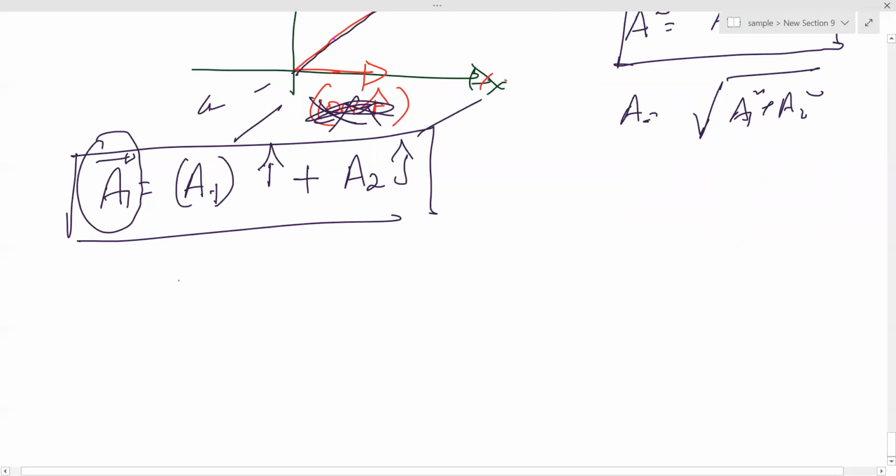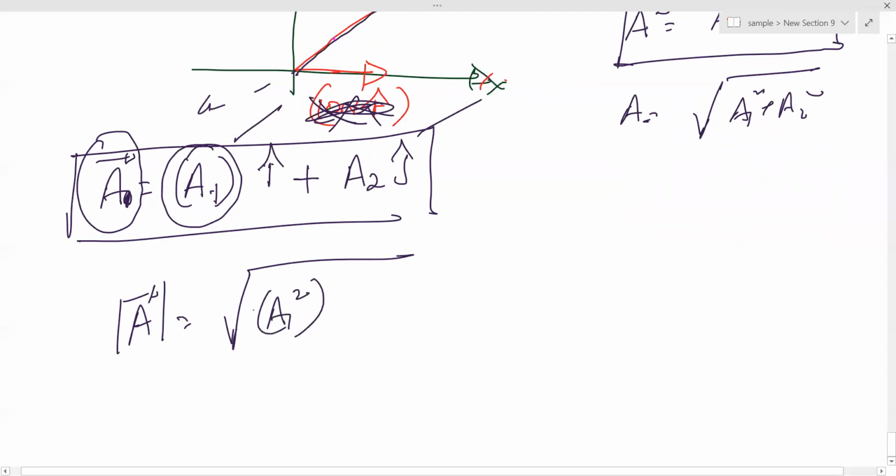Now, what is the magnitude if they ask you? A vector's magnitude is equal to root over whatever the x component is, that is A1 square. This is nothing but x. This is called the x direction component. I will teach you while going ahead. So this is A1 square plus A2 square.